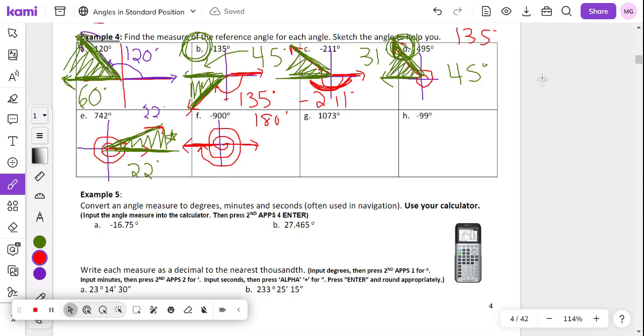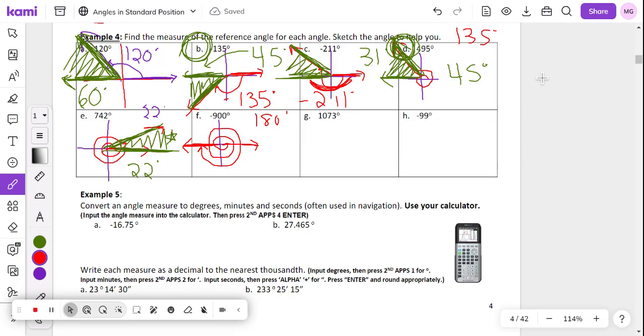So an angle that lands on the x-axis has no reference angle. Okay, so there is no reference angle. Maybe you say there's a 0-degree reference angle, but usually we say there's no reference angle. Okay, the same would happen if we landed at like 90 degrees or 270 degrees. Okay, 2 more and then we're done.